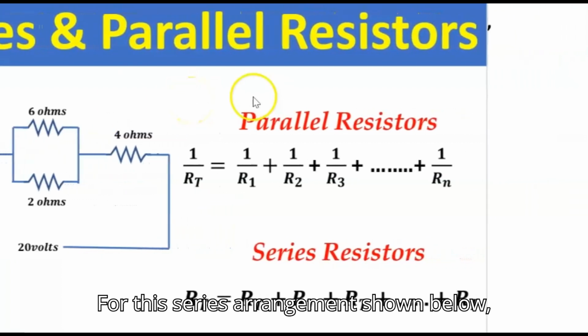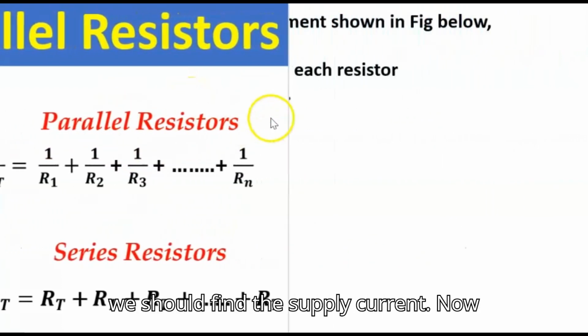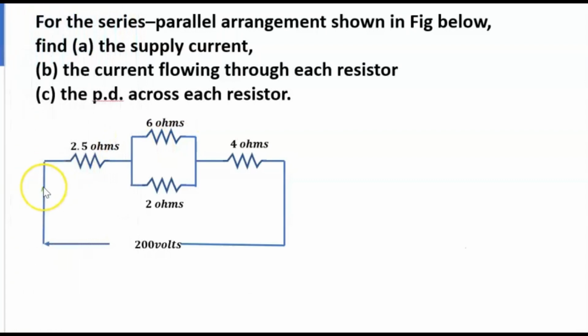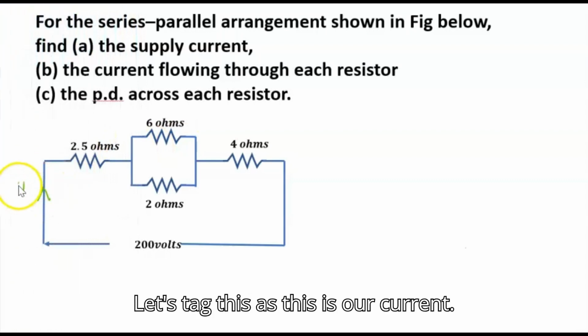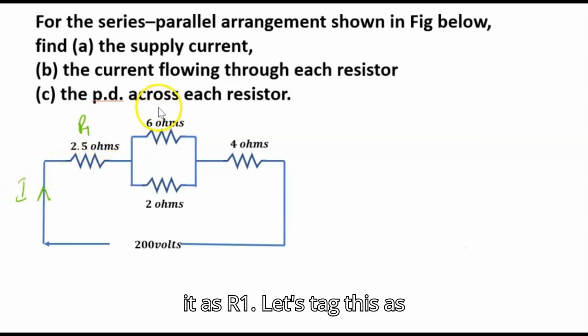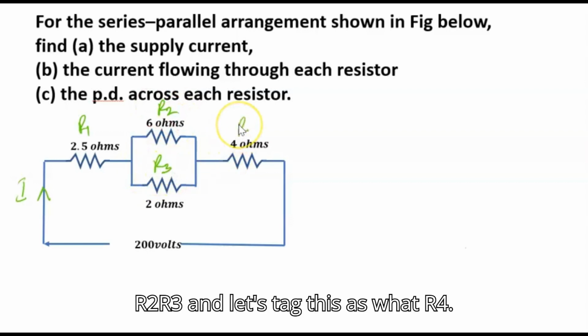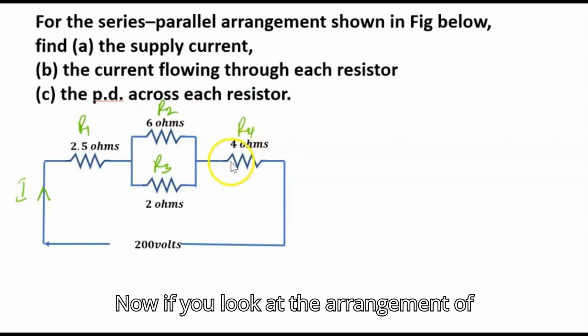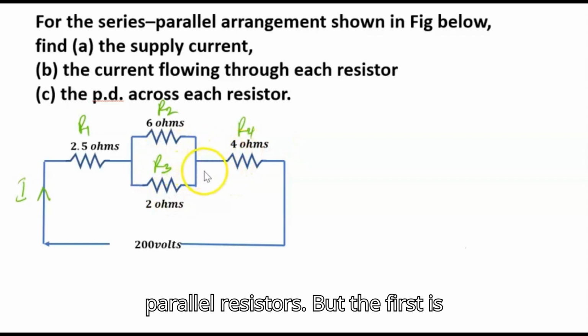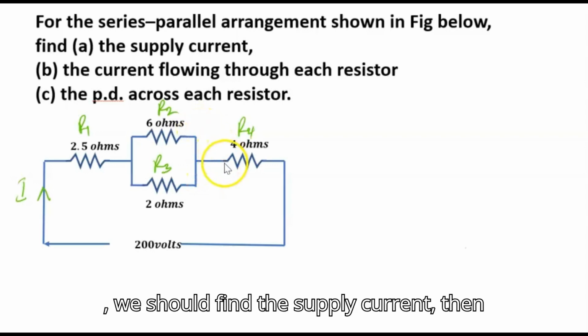For this arrangement shown below, we should find the supply current. Now let's label the circuit. Let's tag this as our current I. Now this is our first resistor, let's tag it as R1. Let's tag this as R2, R3, and let's tag this as R4. Now if you look at the arrangement of this circuit, you have both series and parallel resistors. But the first thing is we should find the supply current.